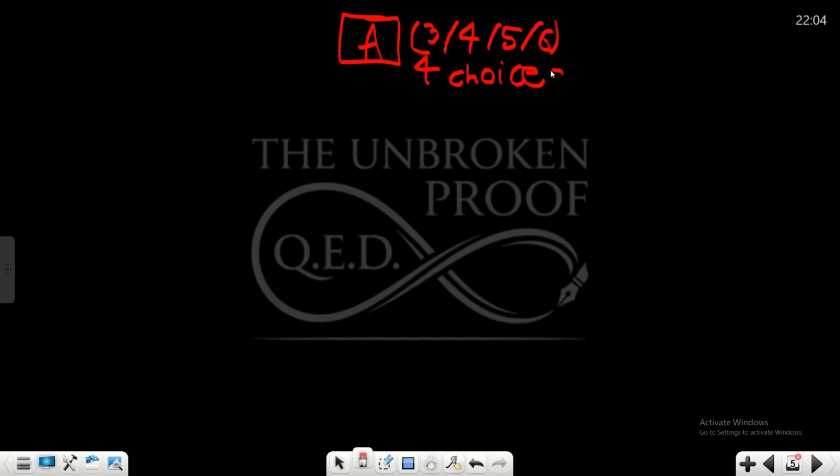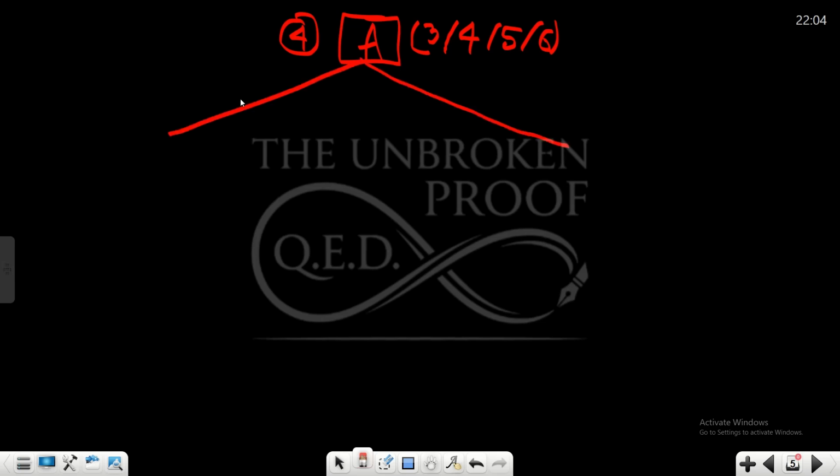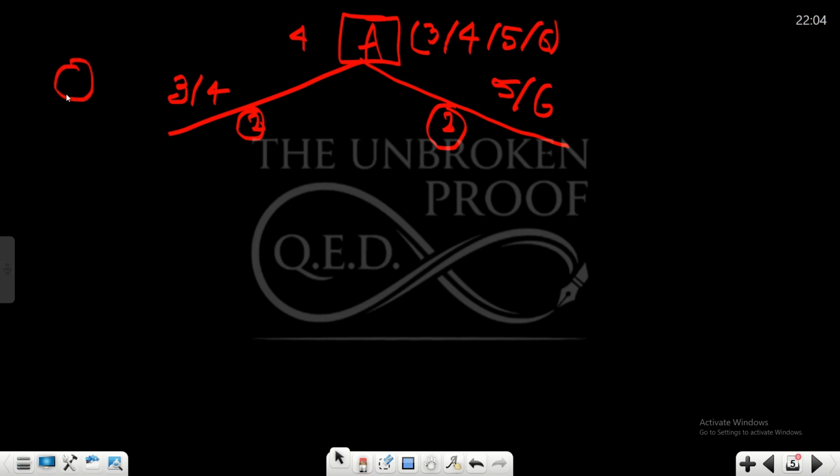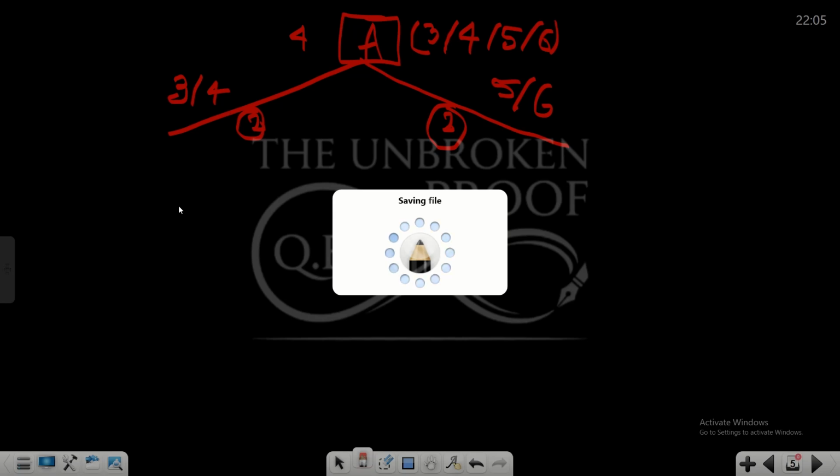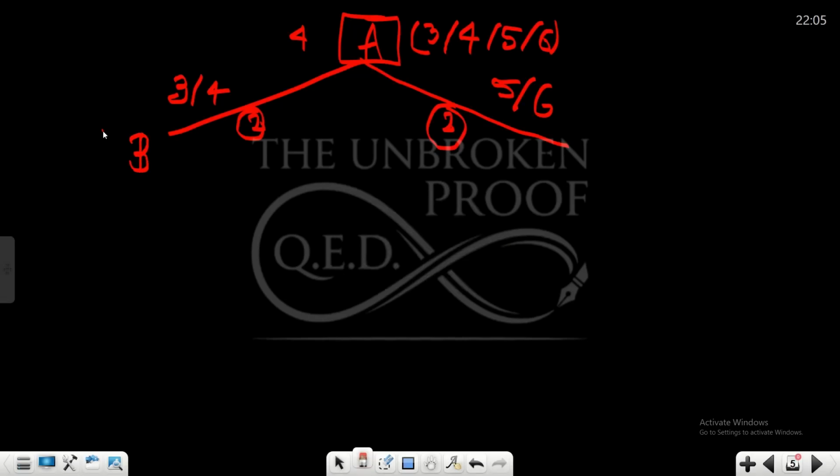Let me write it as a circled 4, and this can be split into two cases, where here it is either 3 or 4 and here it is either 5 or 6, each with two choices. The ones that I mark with a circle are the ones which will be considered during the final calculation of the answer. Now let me start with B over here. Here you can start with C as well, but it is not going to matter that much. So I'm going to start with B.